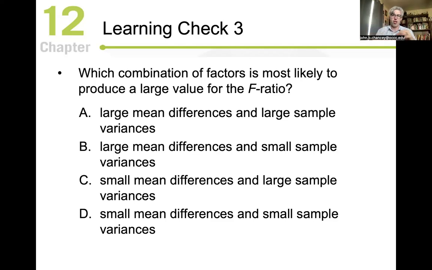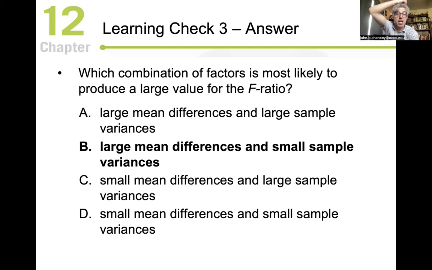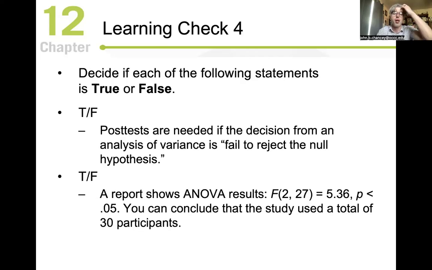Think about the equation. Think about the ratio equation. That's how you're going to do it. So pause after you've thought about the equation. Think about which answer would probably influence and increase the value of our F ratio. Okay, pause. Welcome back. In this case, it's B. If we have bigger differences between our groups but smaller variation, we are going to see a higher F ratio in this case.